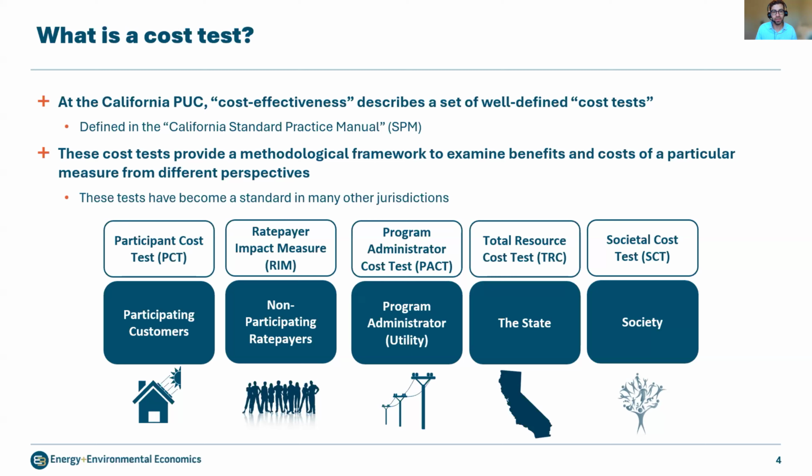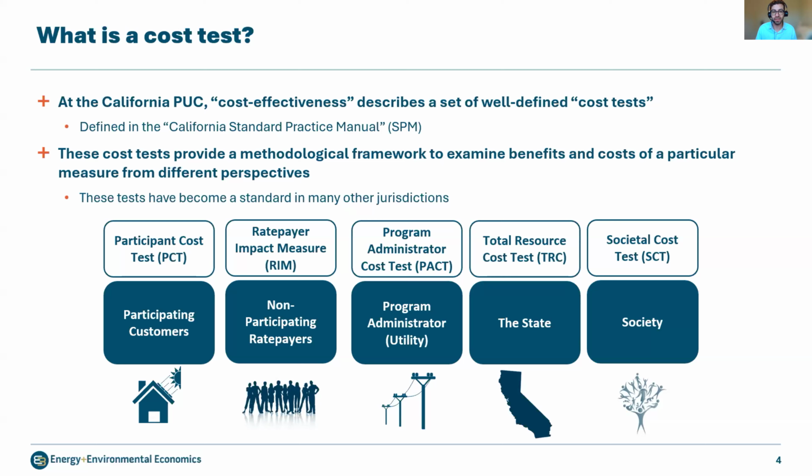And they are used essentially as a methodological framework to examine costs and benefits from different perspectives of implementing a specific measure. So these are just some of the examples of some of the standardized cost tests that exist in the state of California. I think the ones that I really want to highlight today are the participant cost test, or PCT. I think this is what, as energy simulators, we often think about. Really, what is the customer going to experience in terms of their costs and benefits?